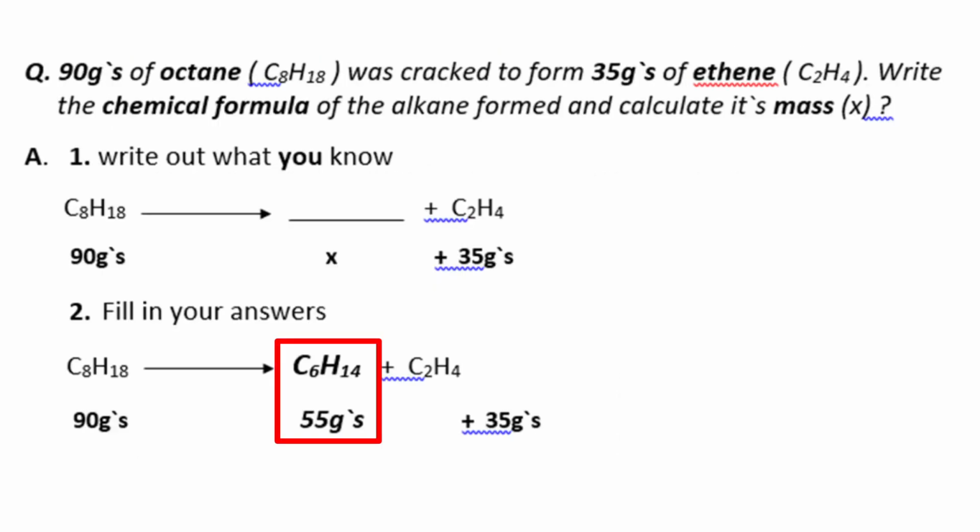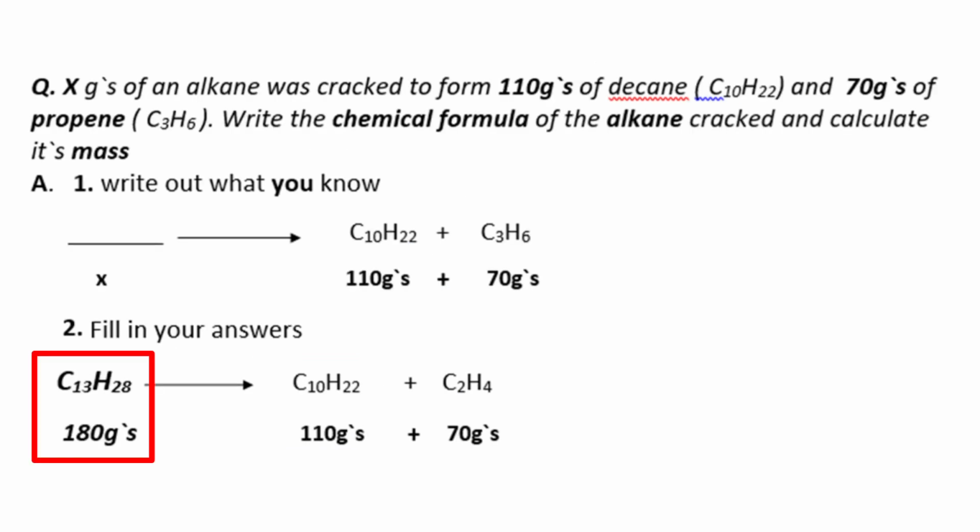So here are some examples. This is just a conservation of mass. 90 minus 35 is 55. And if you take a look, 8 minus 2 is 6, and 18 minus 4 is 14. Or you need to be able to work backwards by addition. 6 plus 22 is 28, and then 3 plus 10 is 13, and the masses add to 180.